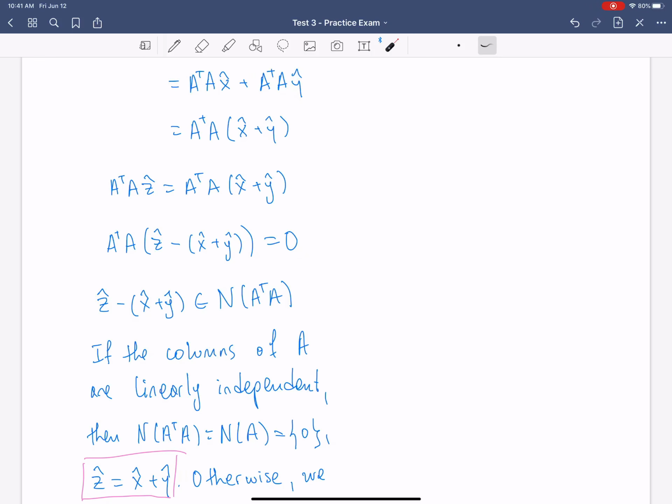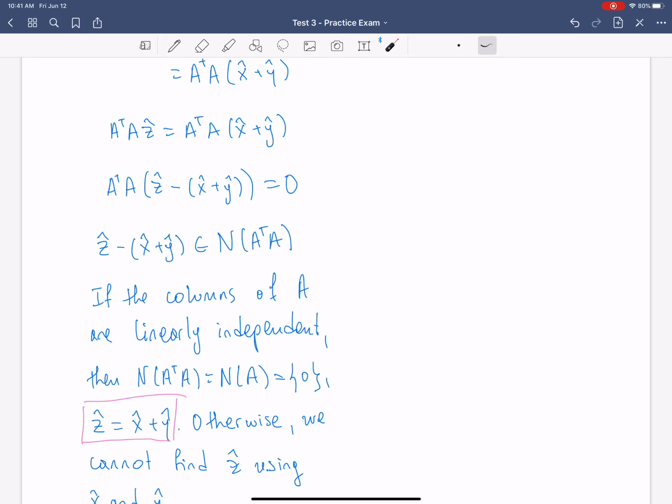Even if I were to tell you that the null space of A is 0, or namely that the columns of A are linearly independent, I still want you to say that A transpose A times this vector is 0, which means that this vector is in the null space. And since the columns of A are linearly independent, it means that this is 0, because only the 0 vector is in here, and therefore Z hat must be equal to X hat plus Y hat.